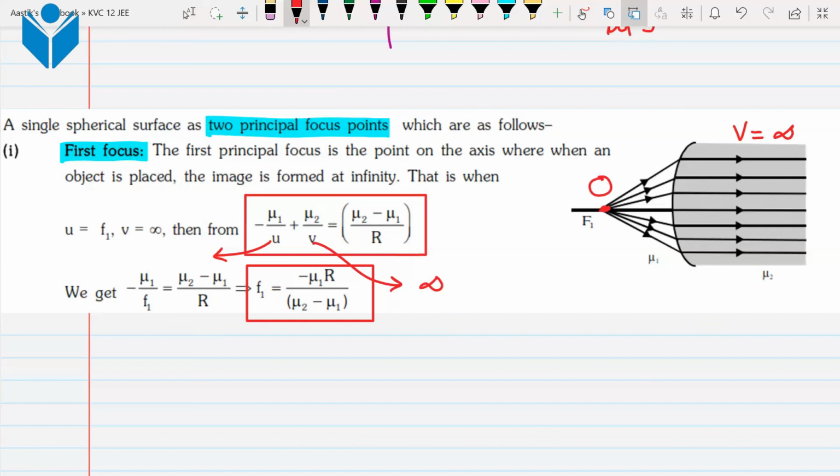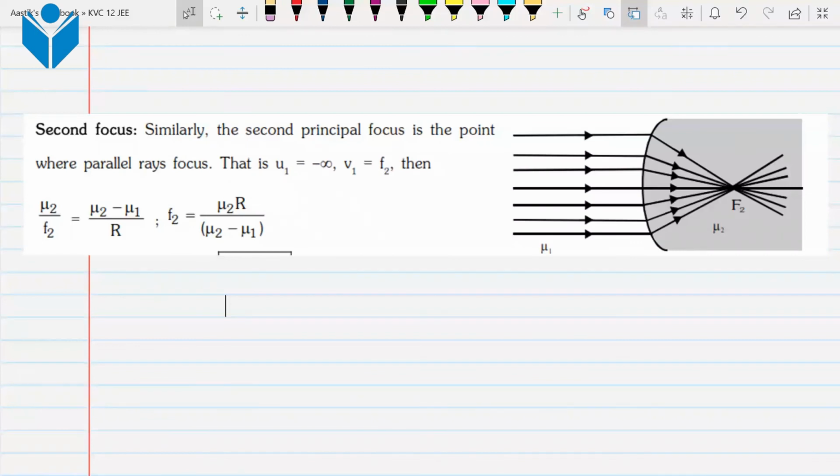If that was the first principal focus, what will be the second principal focus? Can anyone tell me? The second principal focus is this point. When the rays of light are coming parallel to the principal axis, after refraction, they will meet at one point. That point is known as the second principal focus.